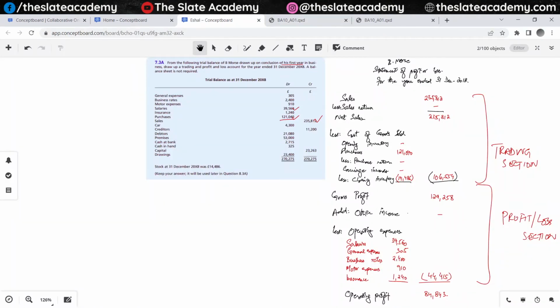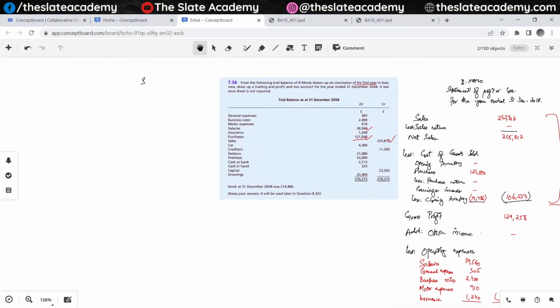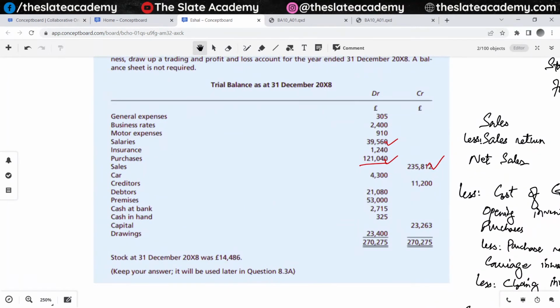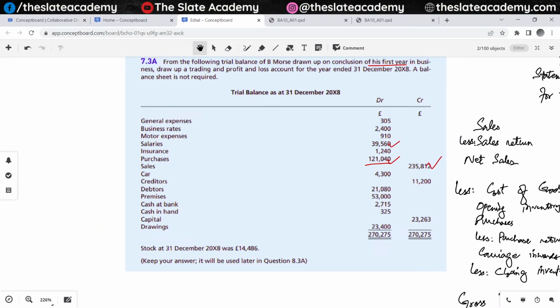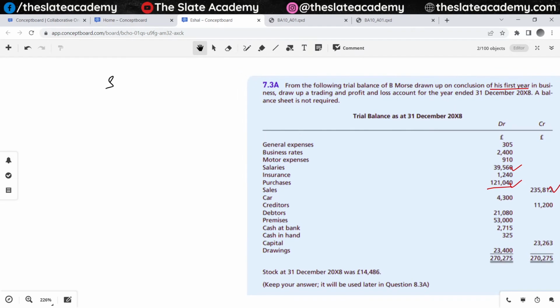Acha ji, moving now to the statement of financial position. First, let's draw a rough pattern and then we'll fill it. Even though we have seen the pattern of the statement of financial position before, just for the sake of revision, first we'll mention the name of the business, B Morse. Then I'll write statement of financial position.